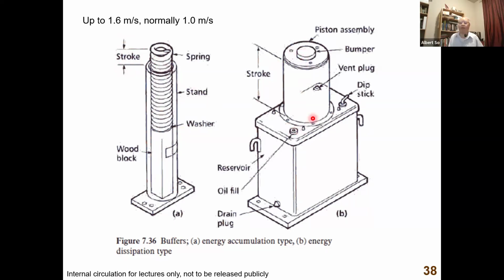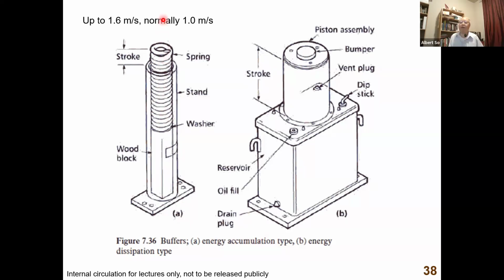Another type of buffer is the oil buffer. This is the oil buffer. When the car hits the buffer, there's a reaction in the oil buffer, and it will stop the car as well. Now, the oil buffer is for high speed lifts. The spring buffer is for low speed lifts. And they have technical terms. The spring buffer is called an energy accumulation buffer.